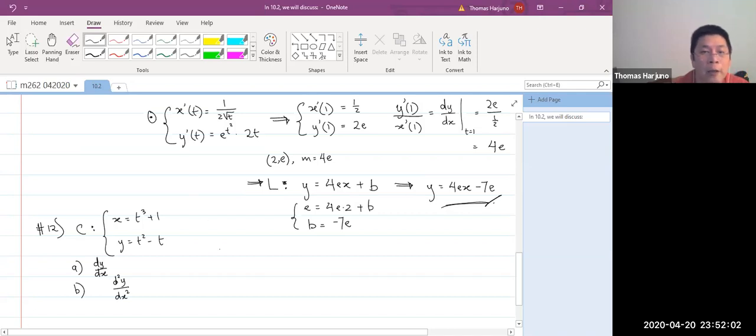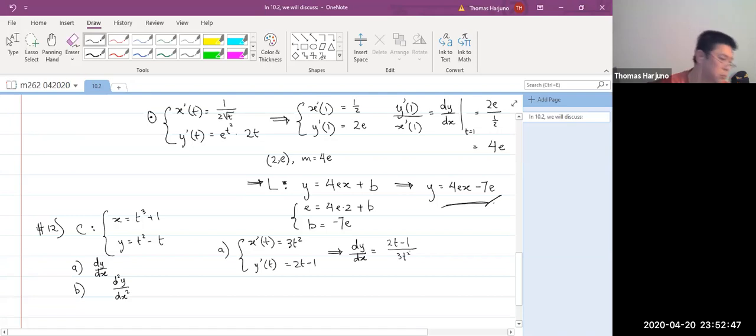Okay, so for part A, x prime t will be 3t squared. y prime t will be 2t minus 1. Okay, therefore dy/dx, of course, as a function of t, will be y prime t over x prime t. Is it okay?